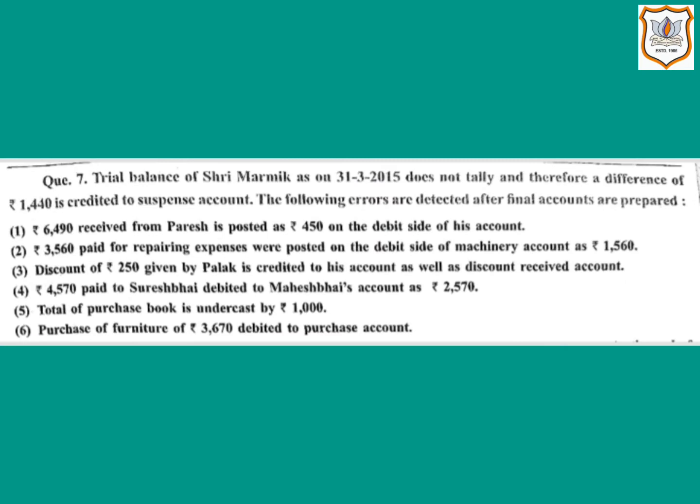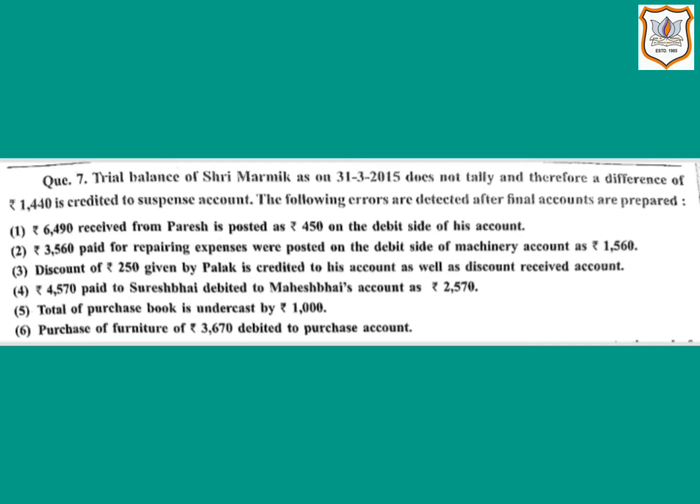Hello everyone. Today we are going to do question number 7 of your textbook. Here is the question. Trial balance of Shri Marmik as on 31st March 2015 does not tally and therefore a difference of rupees 1440 is credited to suspense account.